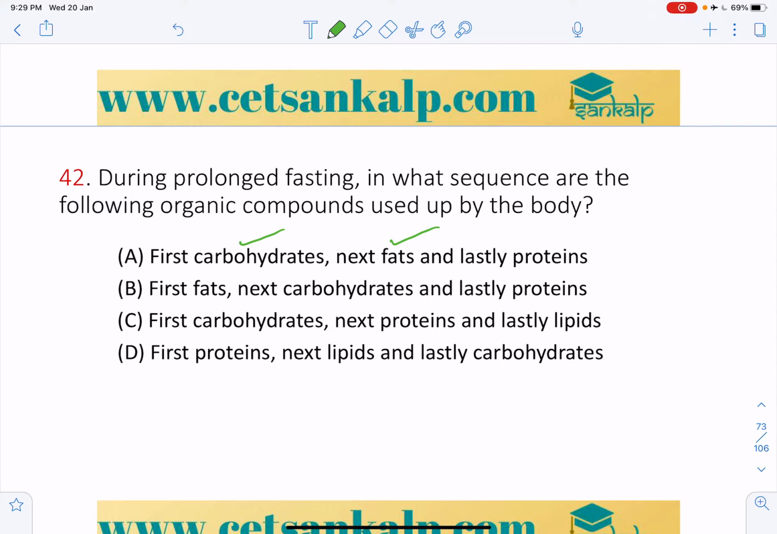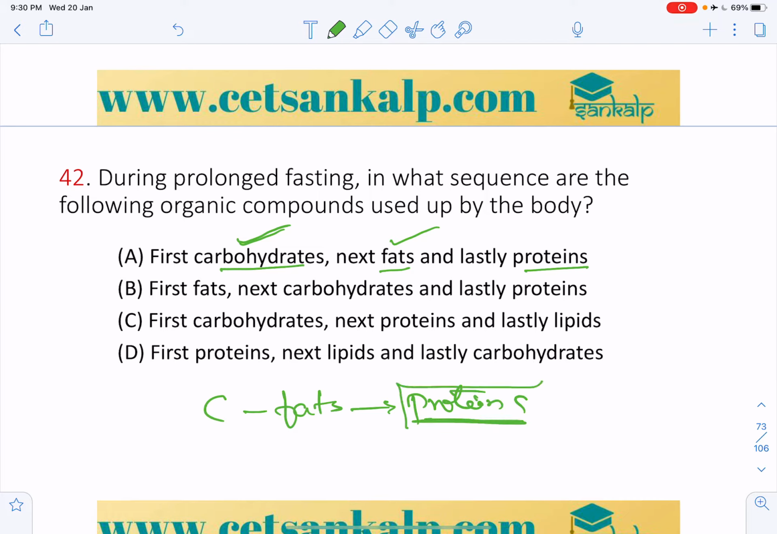Don't get confused with the calorific value. Generally in fat the calorific value is very high, and next to that is protein, and then carbohydrates. Whereas for the oxidation process, less energy is required for the digestion of carbohydrates, hence first carbohydrates, then fats, and then proteins. Finally, proteins will be digested at the end, after the carbohydrates and fats.